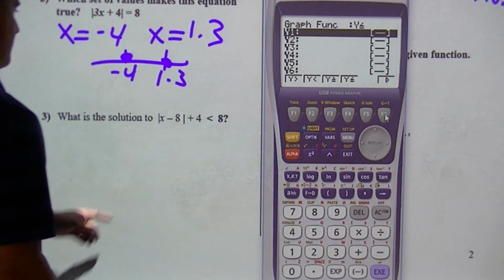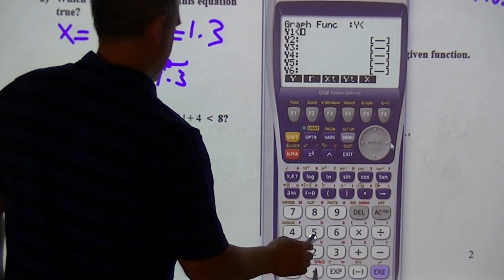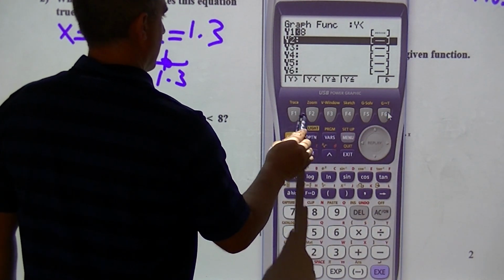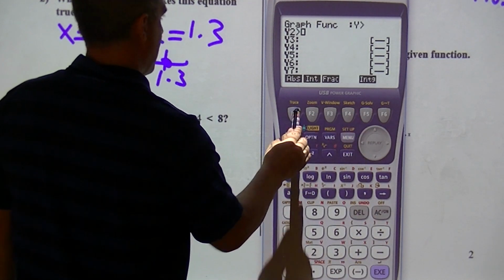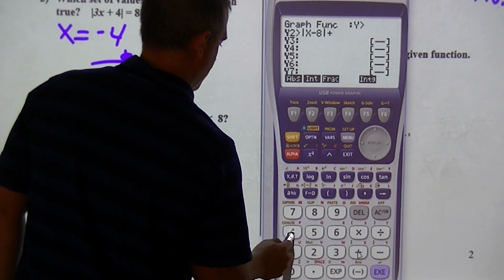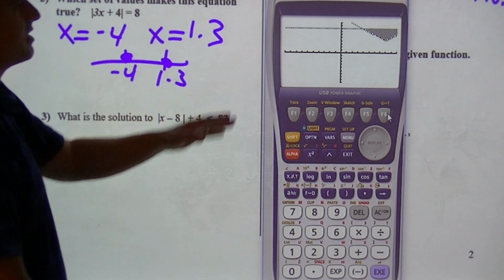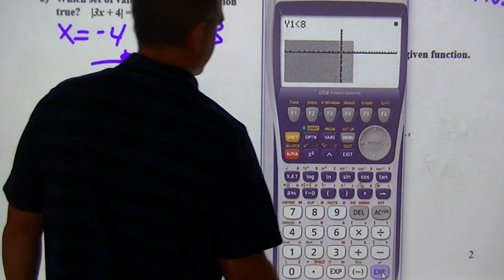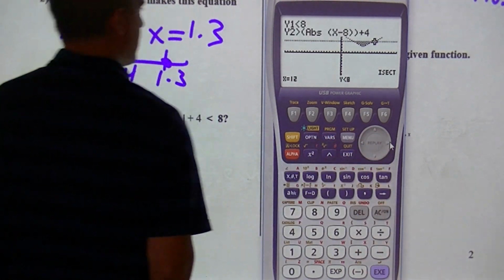Type. I'd pick the type here would be F2. All right, I put 8. Type F1. Option abs, X minus 8 plus 4. Okay, now as you can see, I can barely see that intersection, so I'm going to have to zoom out, execute. Now I can see it. G-solve intersect. One of the answers is 4, the other is 12.